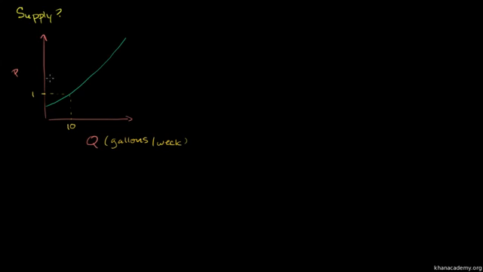And let's say that when the price goes to $2, the quantity supplied goes to 16 gallons per week. So what is the elasticity of supply roughly over this period right over here? So the elasticity of supply, and you can imagine how we're going to calculate it, is going to be the percent change in quantity supplied over our percent change in price.